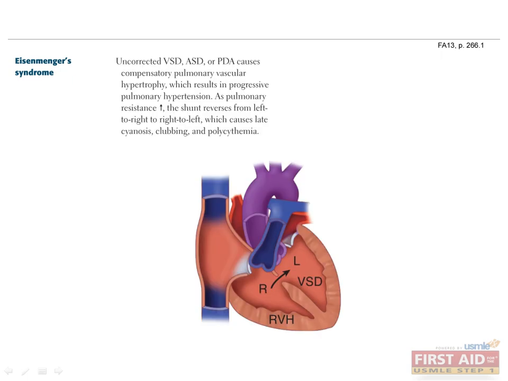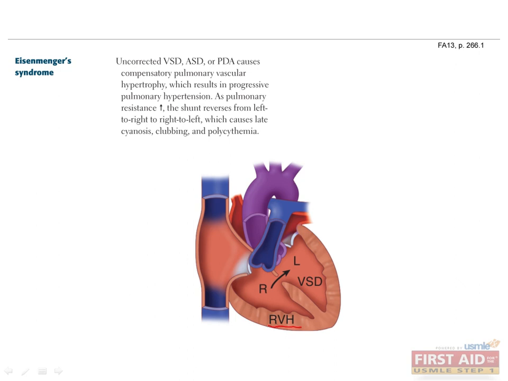The reason that late cyanosis lesions actually end up causing cyanosis is something called Eisenmenger syndrome. What happens in this case is that there is a shunt somewhere in the heart that allows blood to flow from left to right, such as VSD, ASD, or PDA. Over time, this causes compensatory hypertrophy of the pulmonary vasculature, which in turn causes pulmonary hypertension and resultant right ventricular hypertrophy, which you can see here in the diagram.